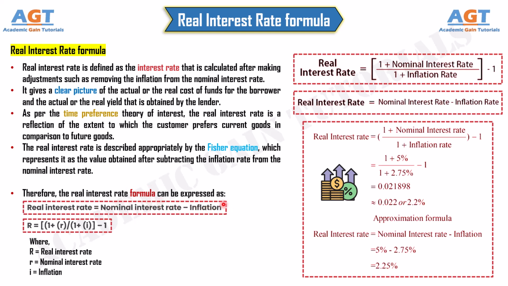It can also be written as capital R equals (1 plus small r) divided by (1 plus i), whole of it minus 1, where R represents the real interest rate, r represents the nominal interest rate, and i represents inflation.